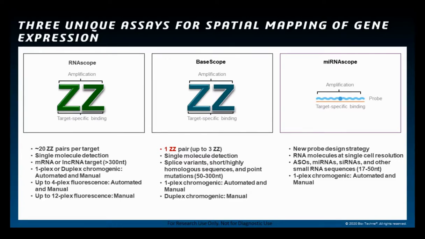On the other hand, the BaseScope platform listed here in the middle uses probes that are designed in 1 to 3 ZZ probe pairs to specifically support the short target detection of splice variants, highly homologous sequences, point mutations, or short targets that are 50 to 300 nucleotides. The BaseScope assay can detect up to 2 targets with the chromogenic assay. Last but not least, ACD offers the newest miRNAscope technology to detect even the smaller RNAs and oligos, such as microRNAs, antisense oligos, small interfering RNAs, or other sequences in the range of 17 to 50 nucleotides. This new assay is currently available as a chromogenic singleplex assay.